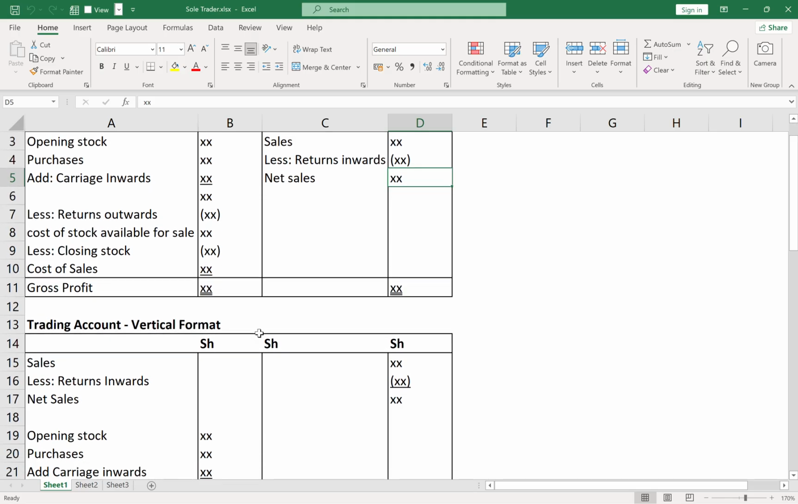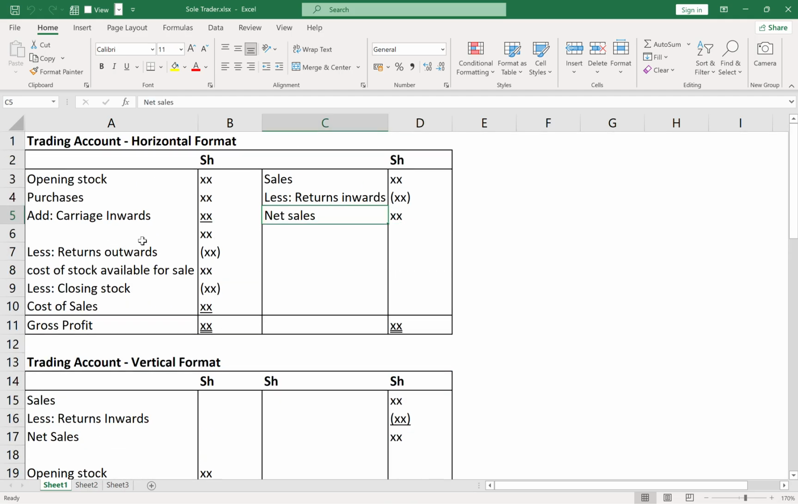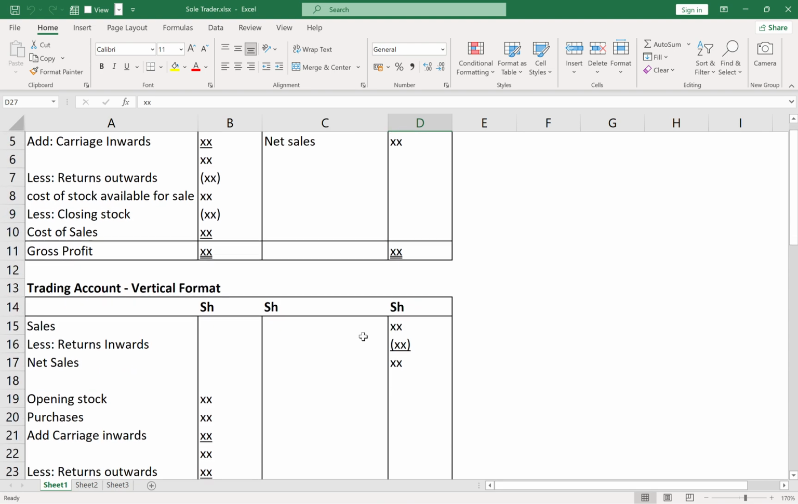The vertical format is still the same, but now you have to align them on the same side. Both the sales and the opening stock have to be on the same side. This is the mostly used format. We shall have the sales, we less the returns inwards, and we shall get the net sales. Then we add the opening stock, we have the purchases, we add the carriage inwards. Then we have to less any returns outwards, which shall help us have the cost of stock available for sale. Then we less the closing stock. Then we shall have the cost of sales. The cost of sales we deduct from the net sales, so that you can get the gross profit. So that is all about the vertical format.